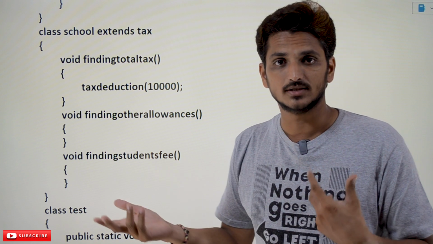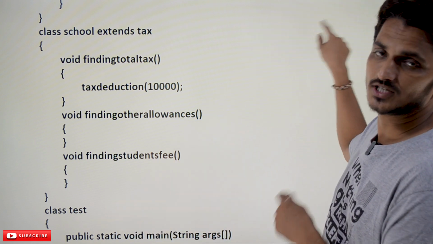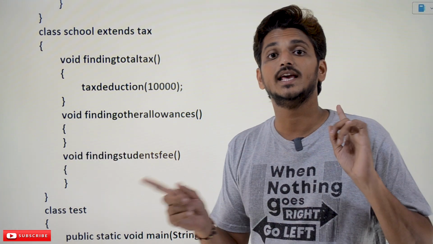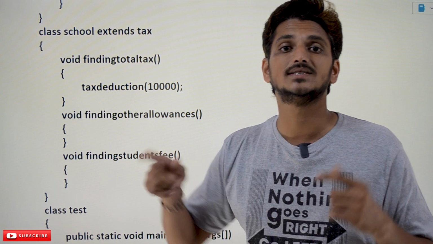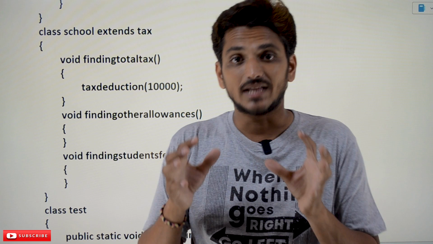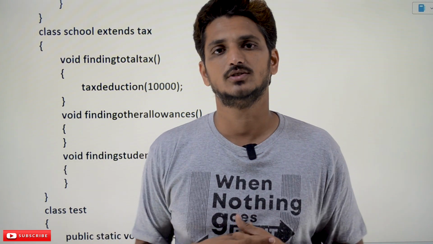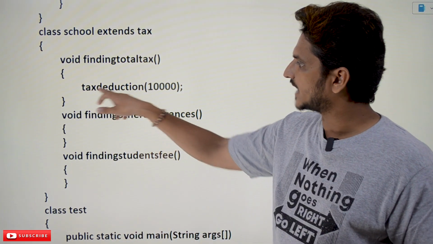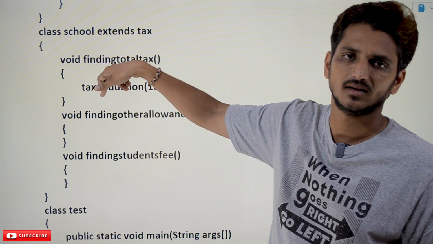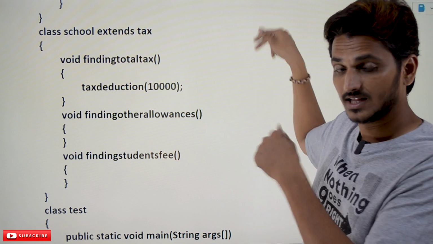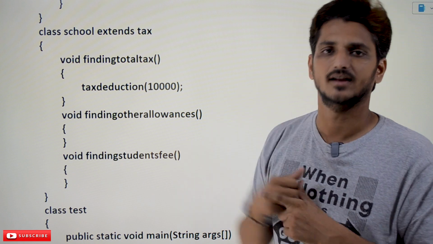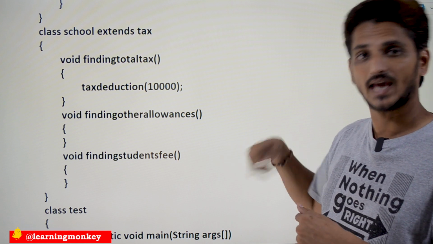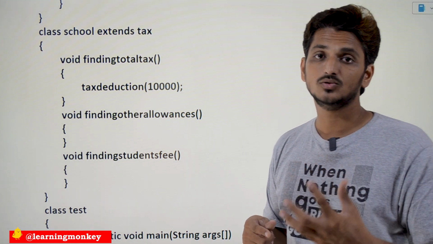Suppose you are opening a college, you take another class, College extends Tax. If you are opening a supermarket, class Supermarket extends Tax, because all of them are going to use the same logic. So that is the use of the inheritance concept. If the inheritance concept is not there, how would we write it? We have to write the tax deduction logic again here. In class College, you have to write the logic again. In class Supermarket, you have to write this logic again. That's the use of the inheritance concept.